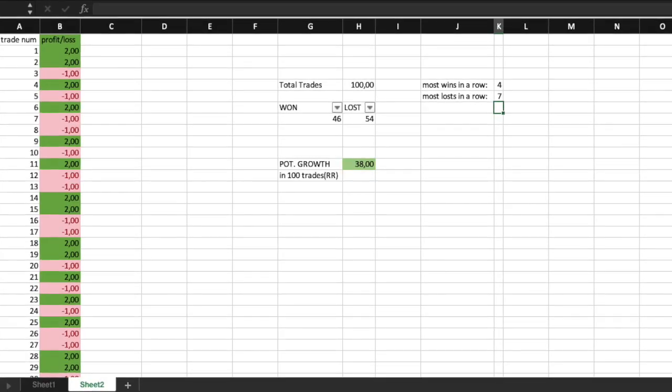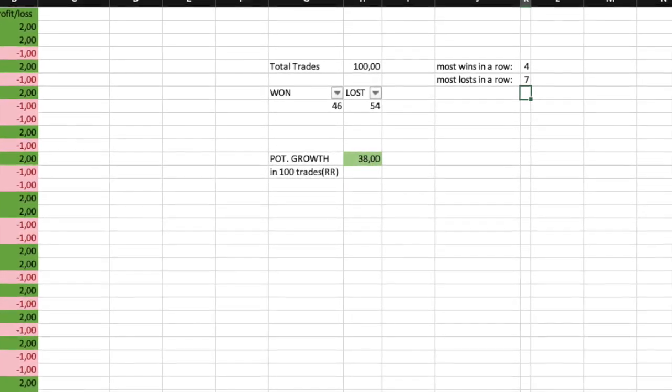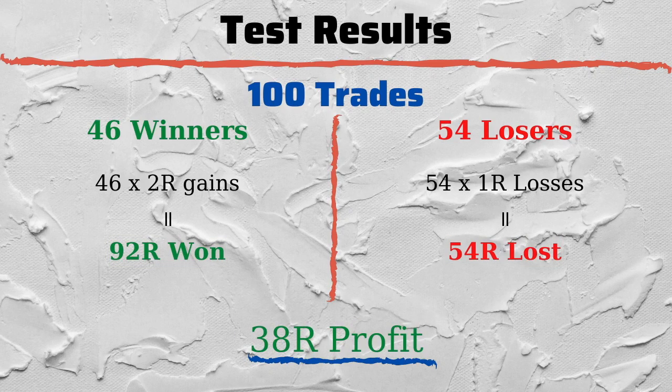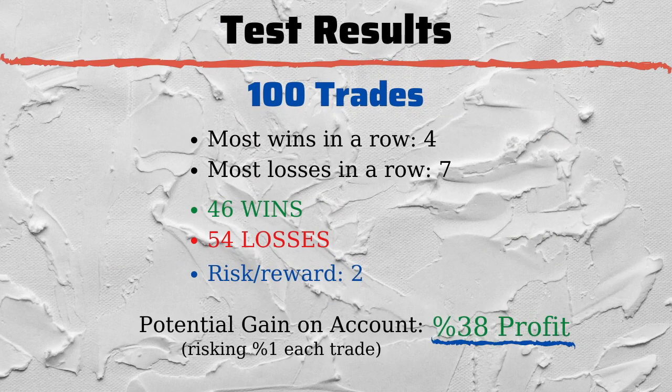So, our test is finally over. In the test, I took 100 trades in total. 46 of the trades were winners, and 54 of them were losers. Since the risk-reward ratio was 2, we made a profit of 38 after 100 trades. It means if you have risked 1% of your capital on each trade, you would have made a 38% profit. Also, as you see, most wins in a row were 4, and most losses in a row were 7.